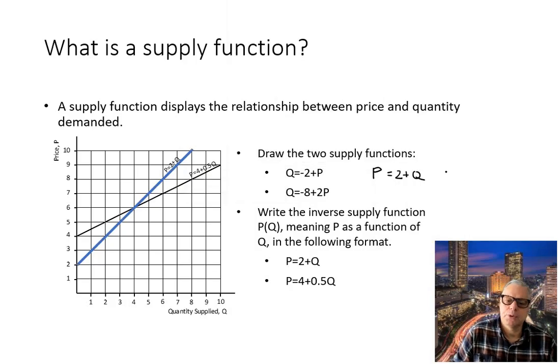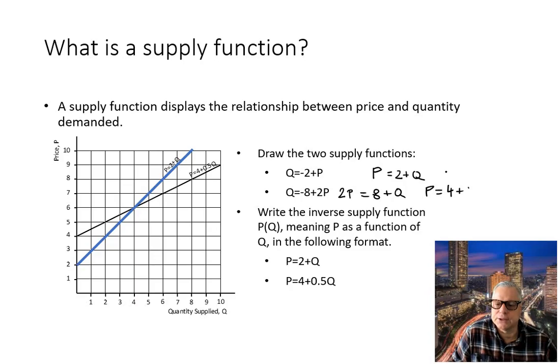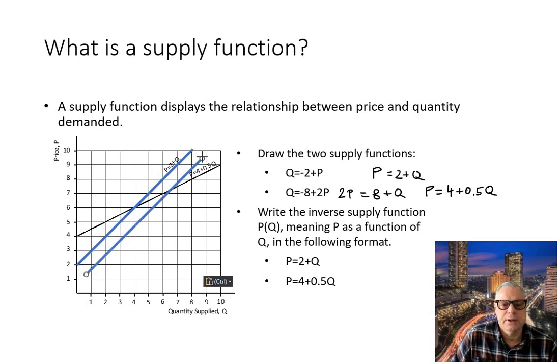Okay, what about the next one? Q equals negative 8 plus 2P. So let's isolate again the price. So then we can write 2P equals 8 plus Q. So I added plus 8 on both sides, and then we divide by 2, and then we get P equals 4 plus 0.5Q. So that would be then the second function.